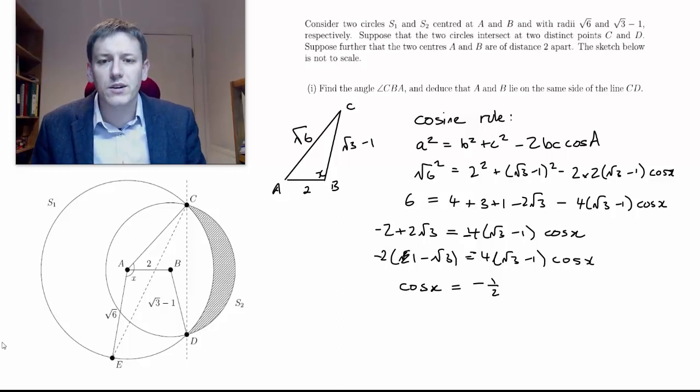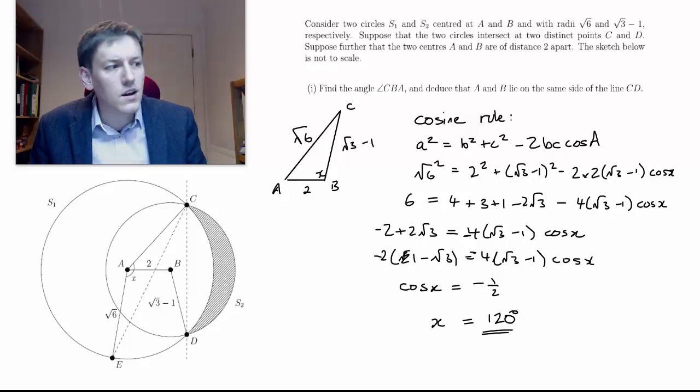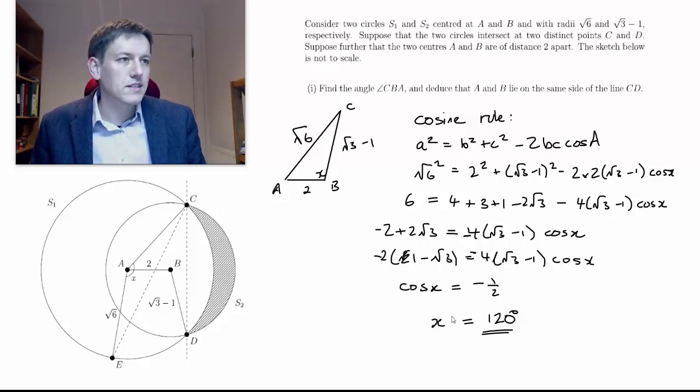And you should be able to work out, if you need to draw a little graph of cosine, that if cos x is minus 1/2, then that means x is equal to 120 degrees. If you're studying this paper, hopefully you can make that step.